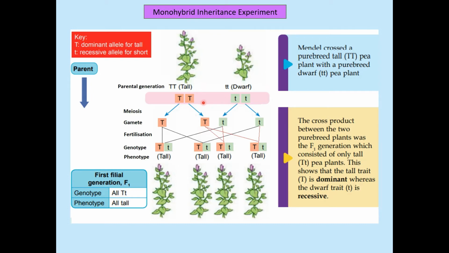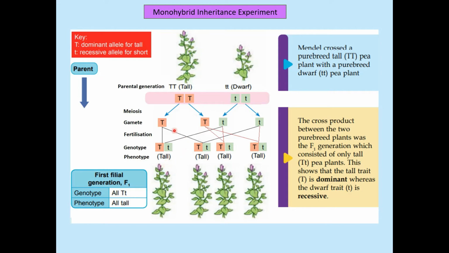So this is the genotype. Both are capital letter T, and in this one both are small letter t. In the meiosis process, this is the gamete, capital letter T, and this one also capital letter T, and this one small letter t, small letter t. Fertilization process: when this gamete fertilizes with this gamete, the dominant allele fertilizes with the recessive allele. The genotype is big T, small t, and the phenotype is tall.